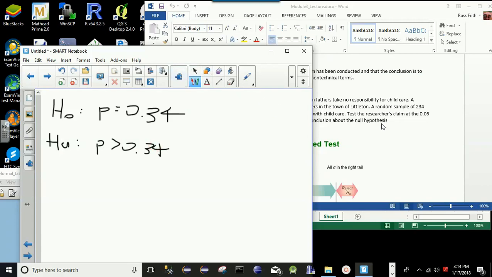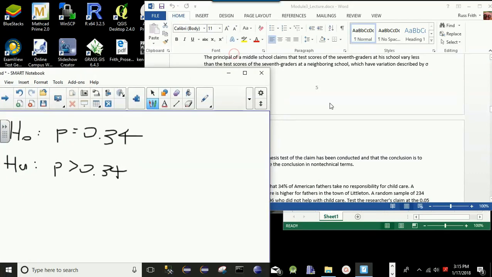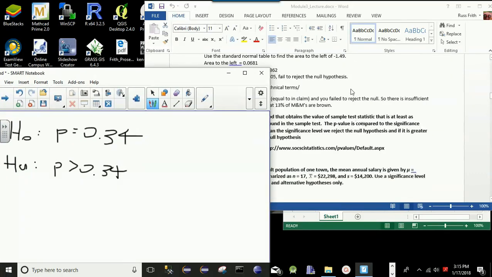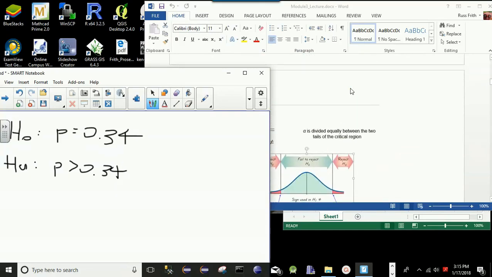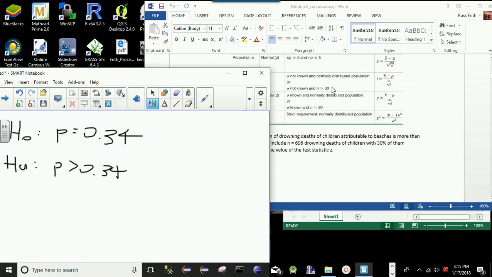So these are proportions, so our test statistic will be based on proportions, so we can go back to the table. And what do we have here? Okay, first of all we need to analyze this. What do we have for this problem?